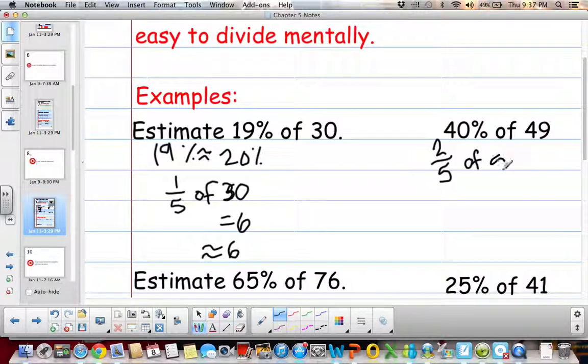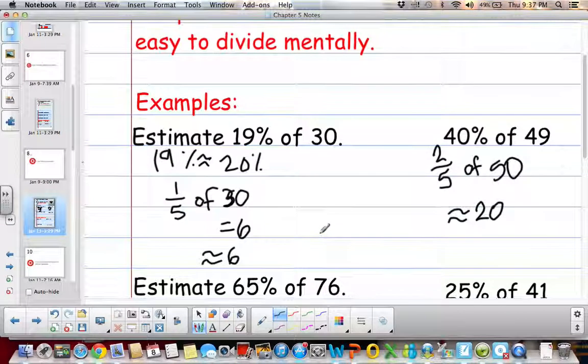2/5 of 50 then is what we would be looking for. And 2/5 times 50, so we would go 50 times 2, which is 100, and divide it by 5. So then our answer is approximately 20. So 40% of 49 is approximately 20.